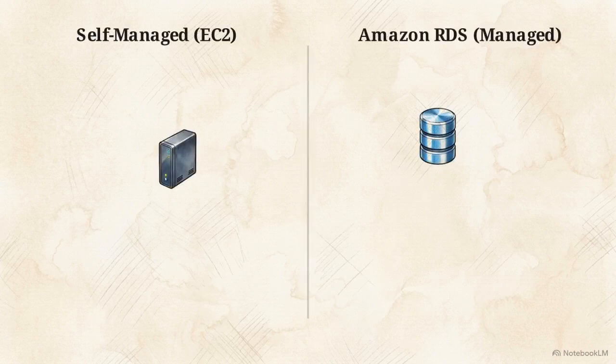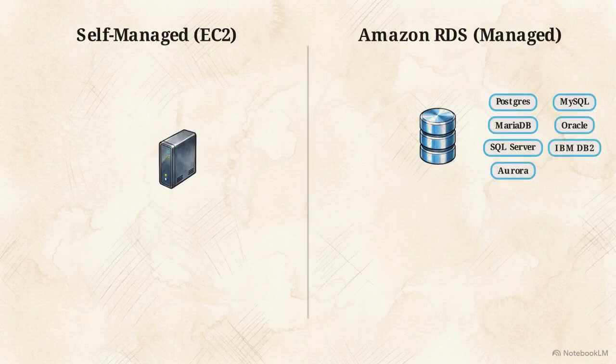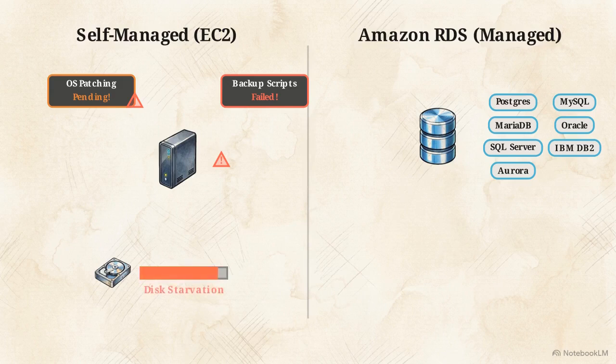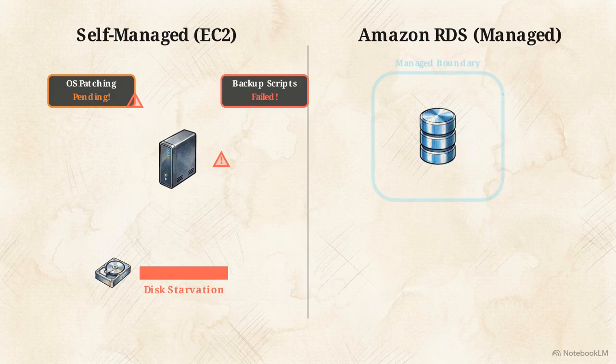Amazon Relational Database Service, or RDS, is a fully managed cloud solution engineered to host standard relational engines using SQL, including Postgres, MySQL, Oracle, and SQL Server. When you provision a database directly on standard EC2 hardware, your engineering team owns the entire operational lifecycle. You are responsible for installing operating systems, scheduling engine updates, writing custom backup scripts, and constantly monitoring storage volumes to prevent disk starvation. RDS absorbs that operational overhead.